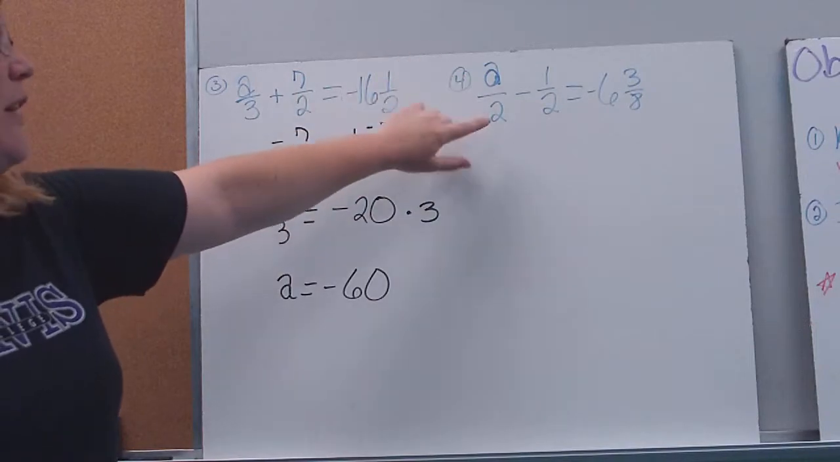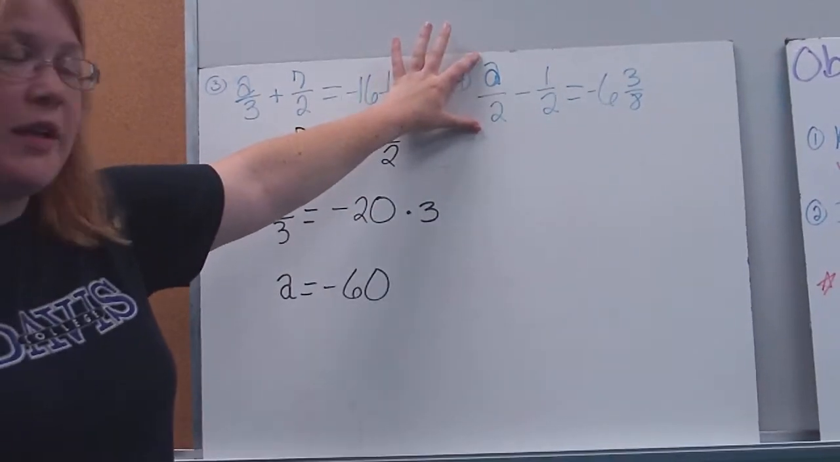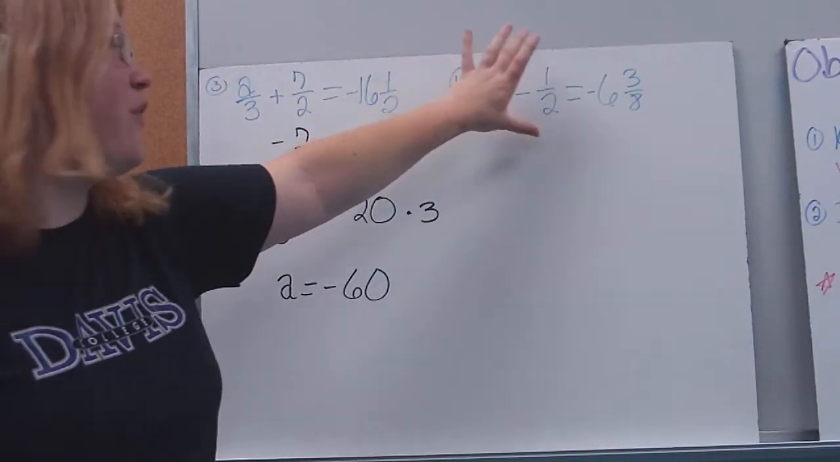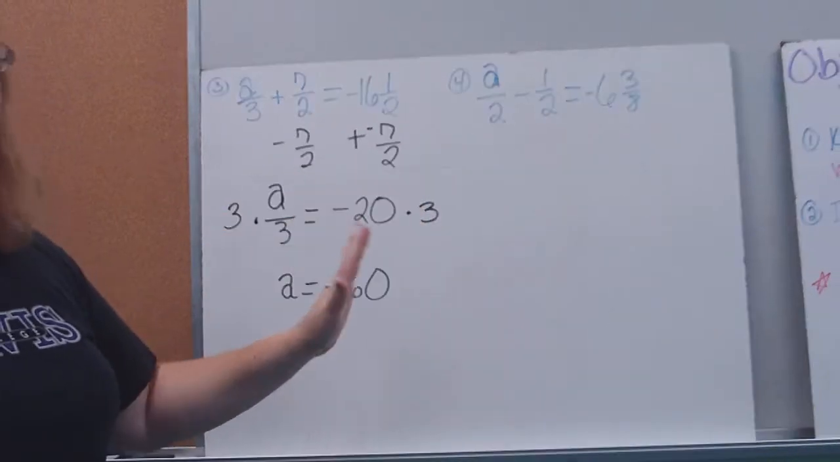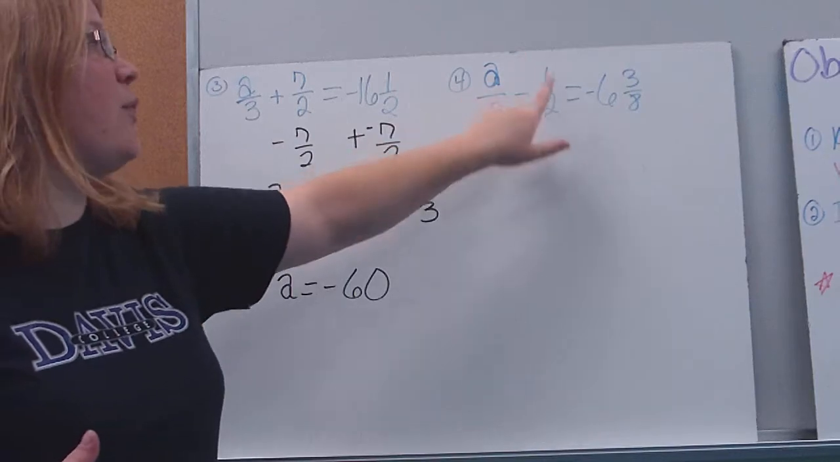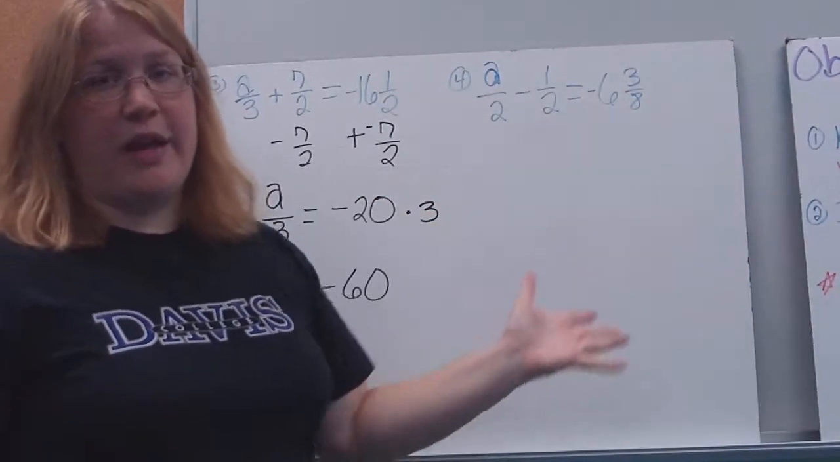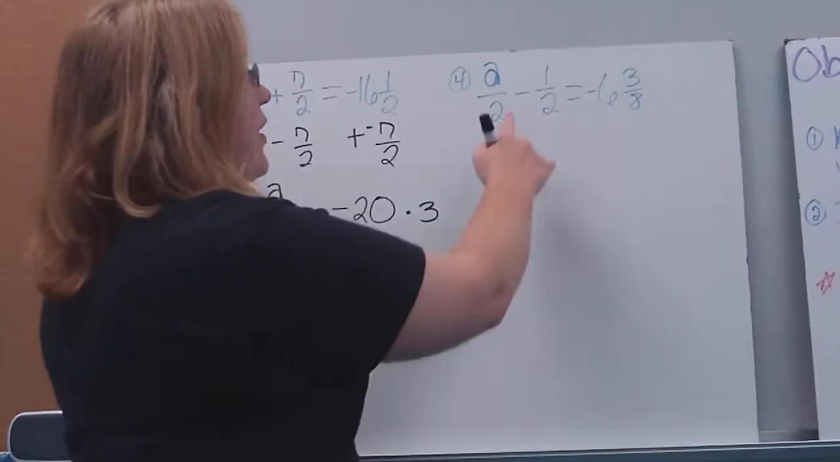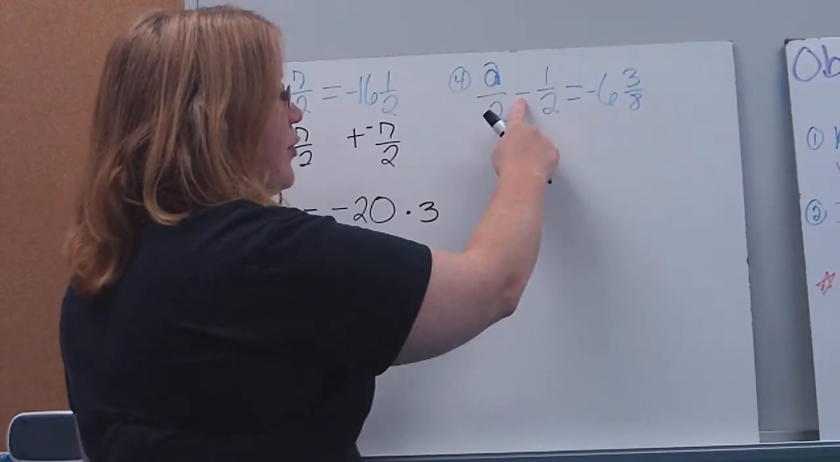Over here, again, it can look confusing because I have a over 2, so it looks like I have a fraction minus a fraction, but that's not what we're doing. I have a divided by 2 is how I'm going to read this, minus 1/2 is equal to negative 6 3/8. So the first thing I want to undo is my subtraction here.